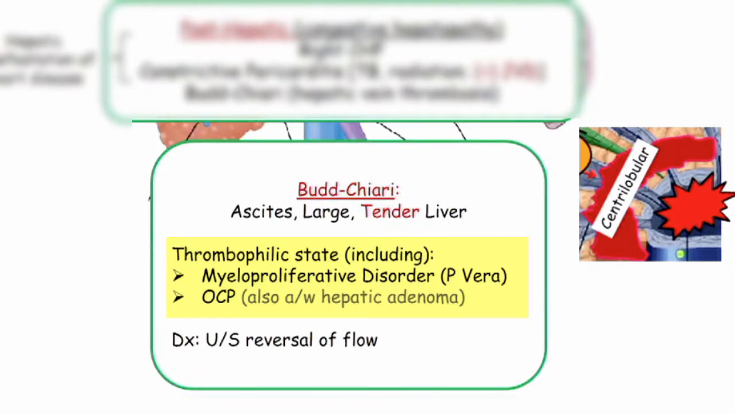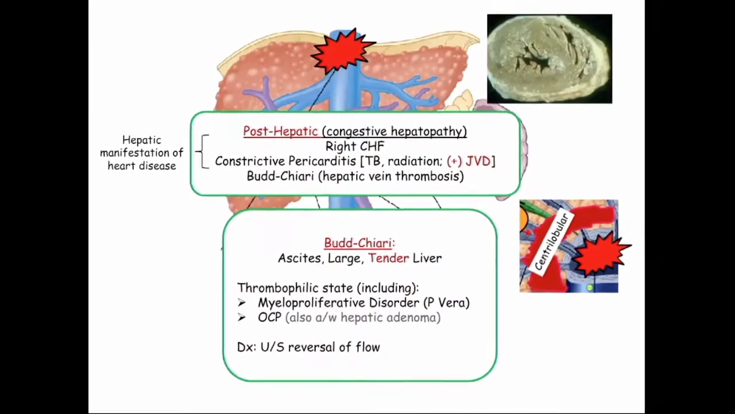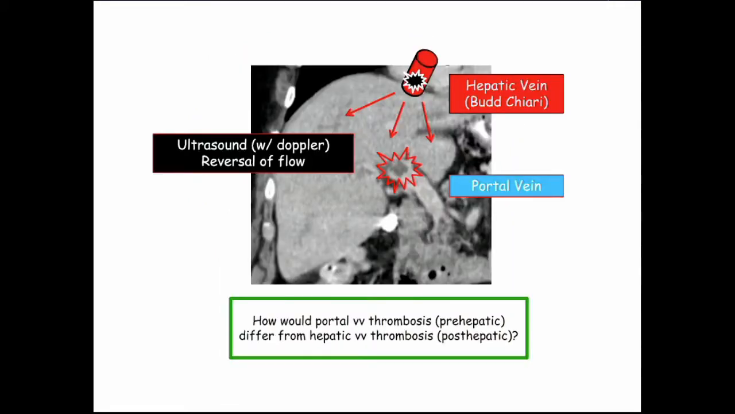And oral contraceptives for the boards is not about contraception, it's about thrombosis. So the two oral contraceptive issues in the liver are Budd-Chiari, and also the issue of a bleeding hepatic adenoma. Hepatic adenomas are hormone dependent as opposed to nodular hyperplasia, which is not. We'll cover that at the end. And the diagnosis is ultrasound, reversal of flow. And here it is again, ultrasound, the blood is flowing the wrong way.